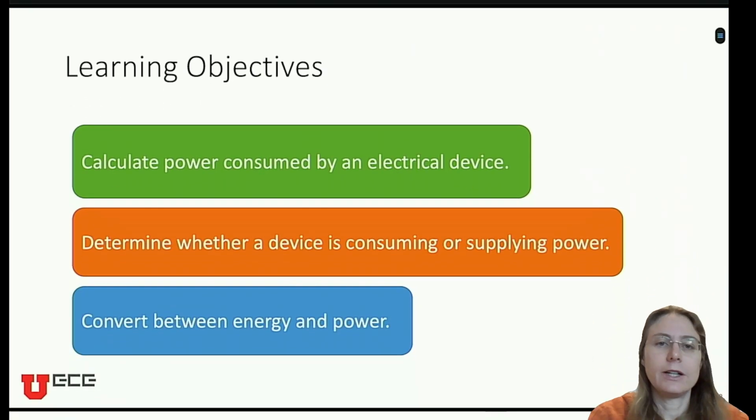So our learning objectives today are to learn how to calculate power consumed by an electrical device, determine whether the device is consuming or supplying power, and be able to convert between energy and power.